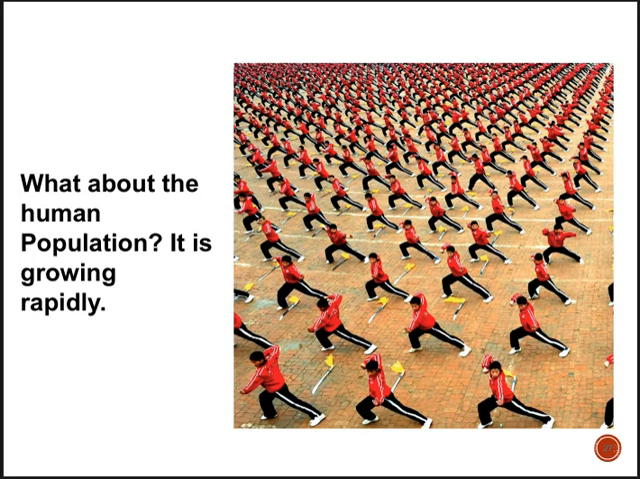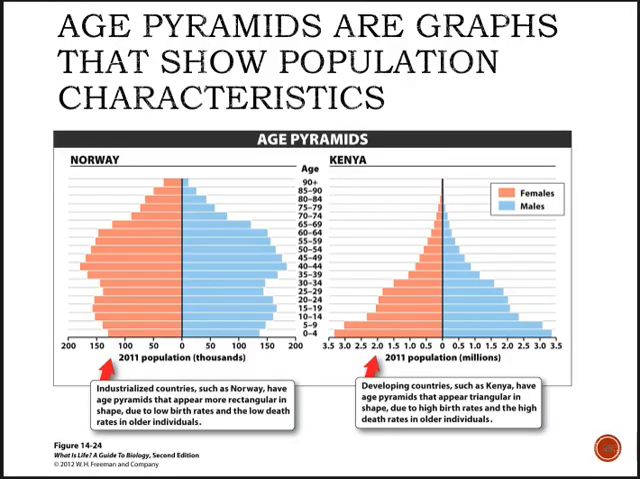It's a short chapter. The rest of the chapter, we're going to be talking about human population and how rapidly human populations are growing right now. And in order to understand that, the first thing we're going to look at is something called the age pyramid. And age pyramids are just graphs that show population characteristics, including the country that we're talking about here.